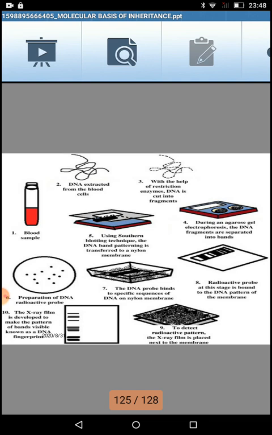So by doing it for one person and then doing the same process for another person, if those persons are related to each other, they will have nearly the same dark bands present in their X-ray films after the radiography has been done. So this is all happening in DNA profiling or DNA fingerprinting.